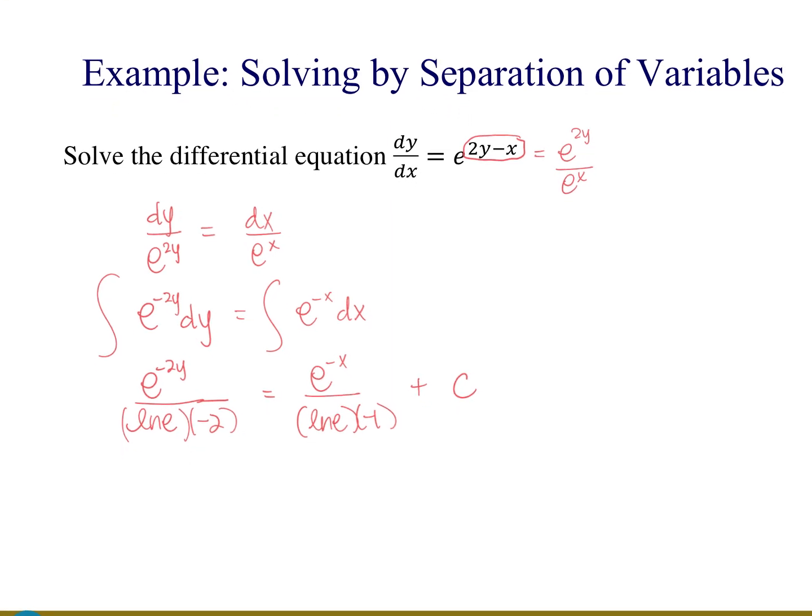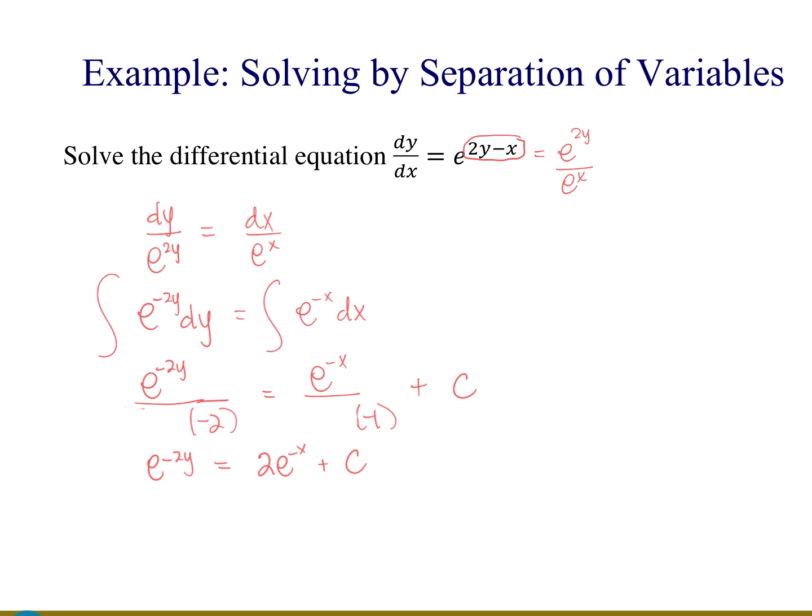The last step, or steps, is to work towards getting y by itself. So we know that our natural logs both have a value of 1, so we can simplify those. And then we're going to want to multiply both sides by negative 2 to get rid of that. So we'll have e to the negative 2y, and when we multiply by negative 2, we're going to get positive 2 e to the negative x plus c.